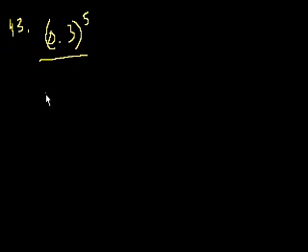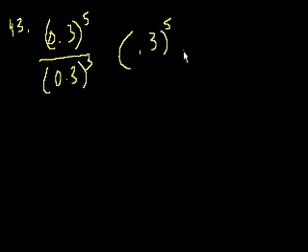Next question. 43. 0.3 to the 5th over 0.3 to the 3rd. Well, anything to the 5th divided by anything to the 3rd, you could essentially divide the top and the bottom by 0.3 cubed. You could say that this is the same thing as 0.3 to the 5th times 0.3 to the minus 3rd. That's just another way of doing this.